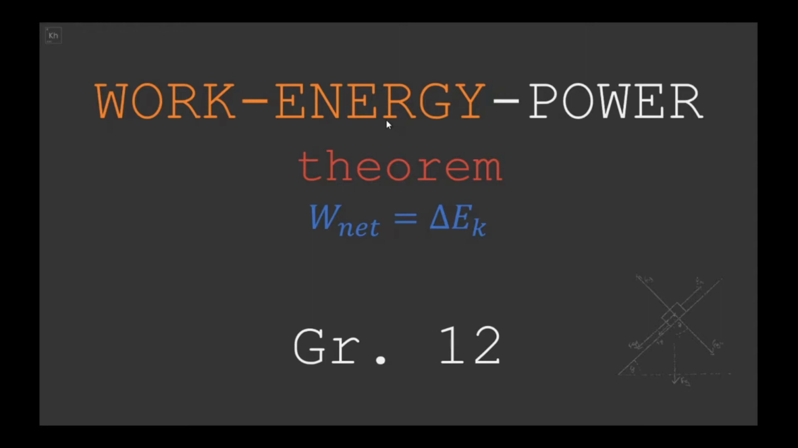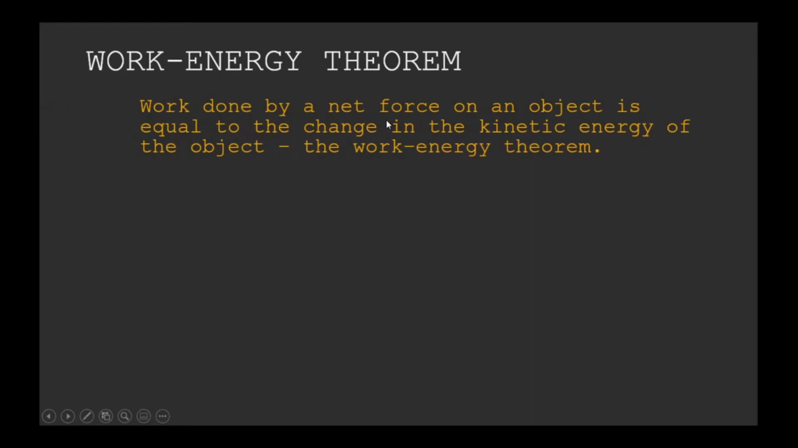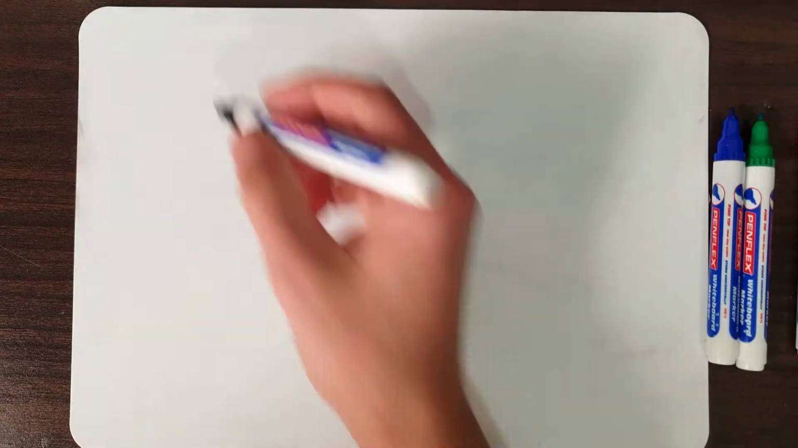The work energy theorem. Right, so we can define the work energy theorem as: the work done by a net force on an object is equal to the change in kinetic energy of the object. We know this as the work energy theorem. So the equation then: the net work is equal to the change in kinetic energy. Now, let's look at why.